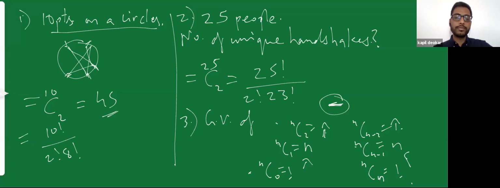So if there is an even number of terms, suppose 12, the highest value is going to lie at 12 divided by 2, which is equal to 6. So the highest value is going to lie at the 6th position, or I can say the highest value is going to be equal to 12C6.